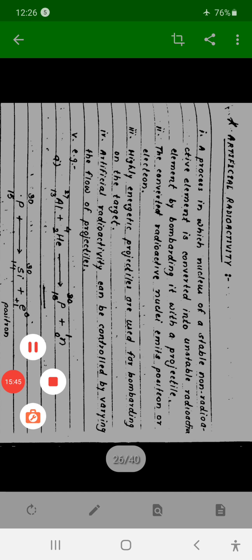Then we will discuss artificial radioactivity. We will discuss this later in the next lecture.